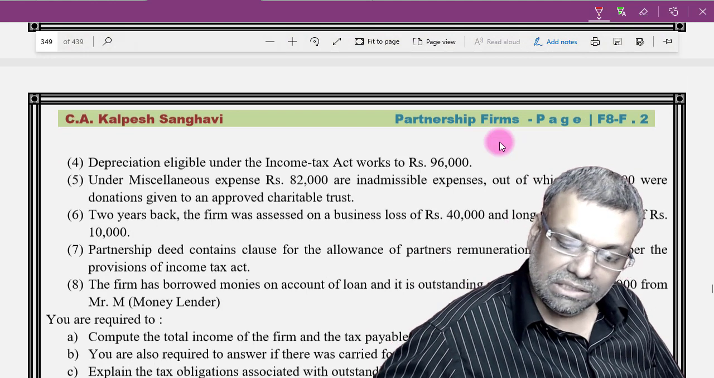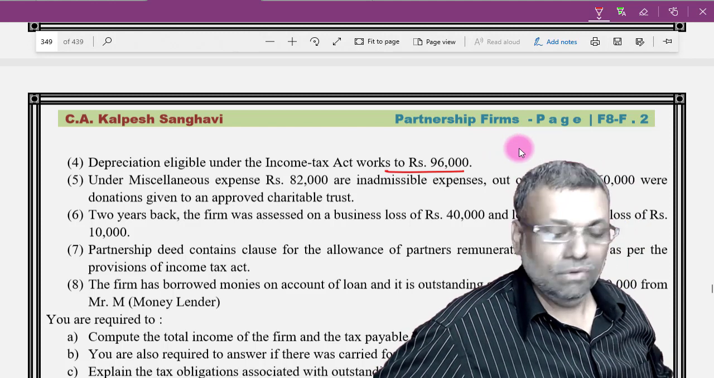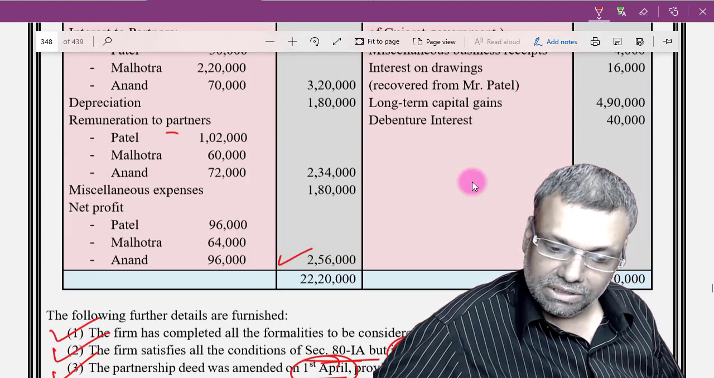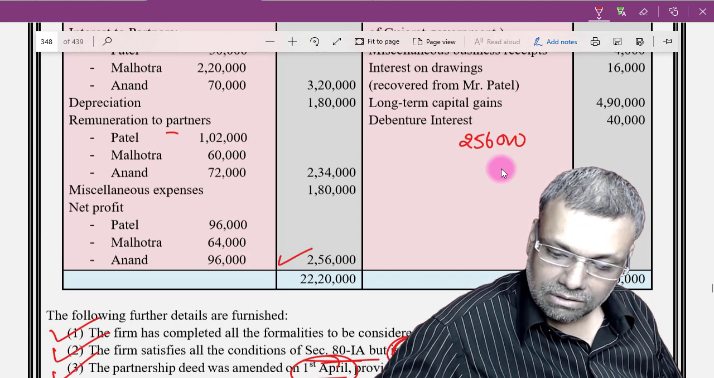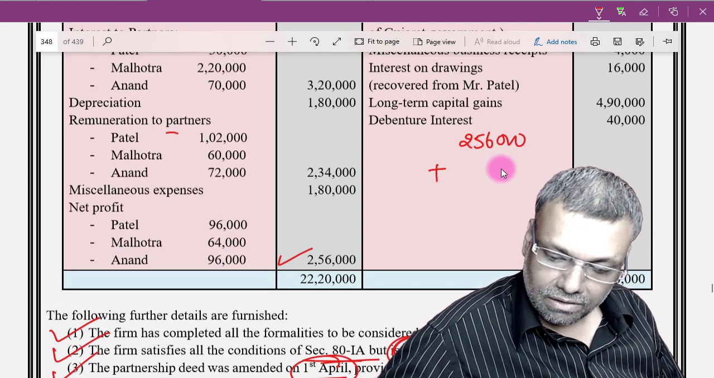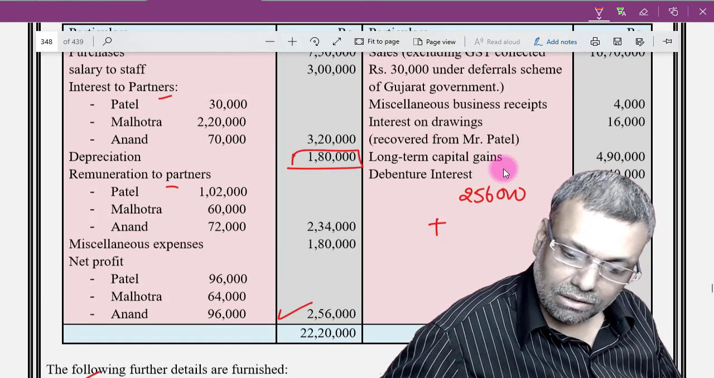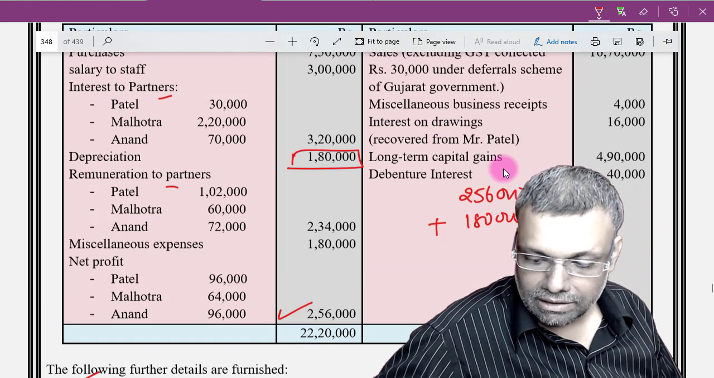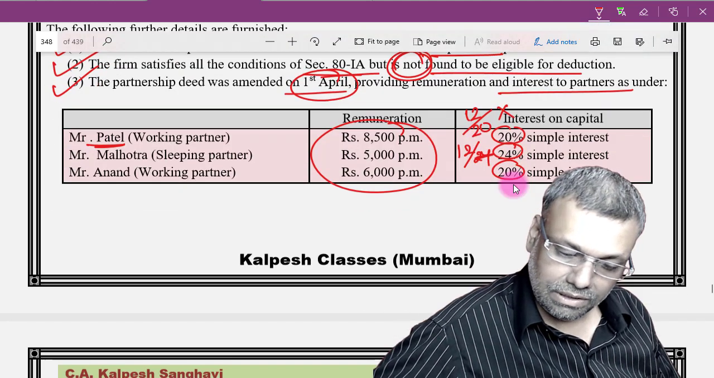Depreciation eligible under income tax works out to 96,000. So first of all, book depreciation added and tax depreciation less. So we start with 2,56,000. Add the book depreciation, which is 1,80,000. So add 1,80,000 minus 96,000.